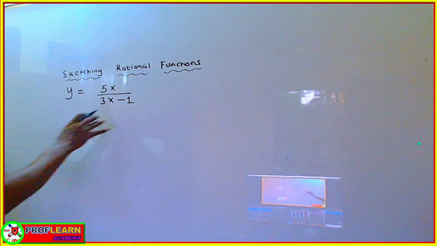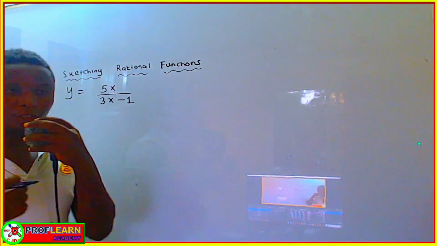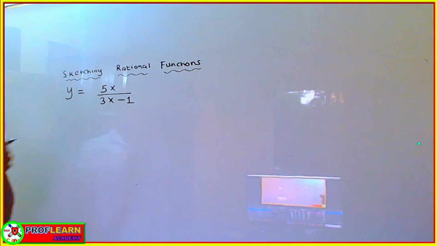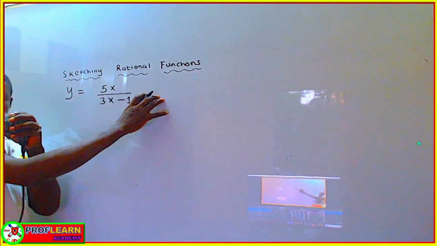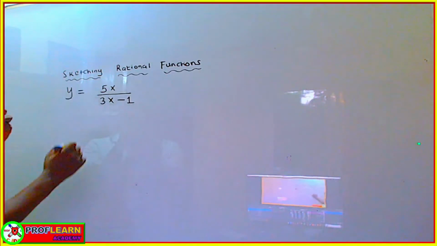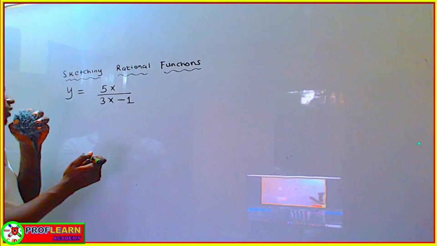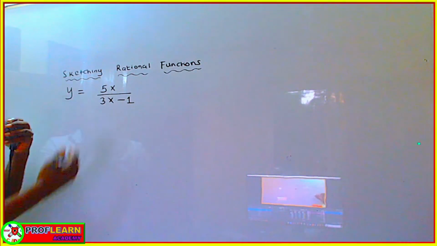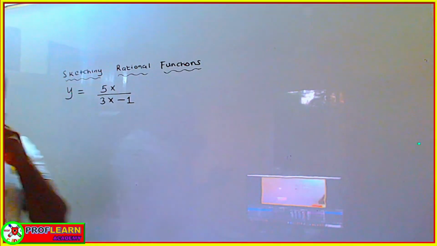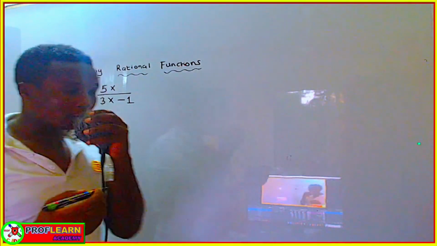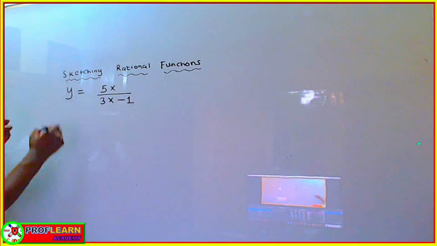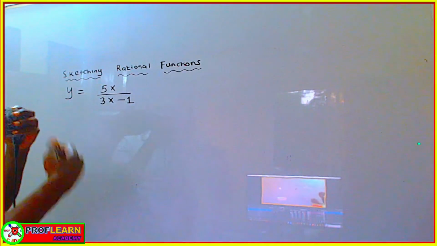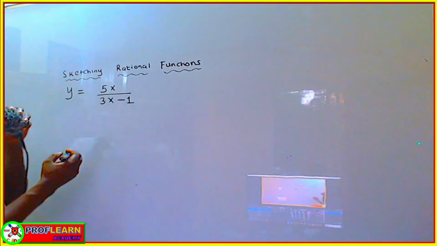In this particular video, we're going to have a discussion on how you can sketch this kind of rational function graph. For instance, at this point, we are given the equation y equals 5x over 3x minus 1, and we are supposed to determine the sketch of this graph. Whenever you're given a question like this, the first thing you ought to know is the intercepts and what the asymptotes are for this particular graph.